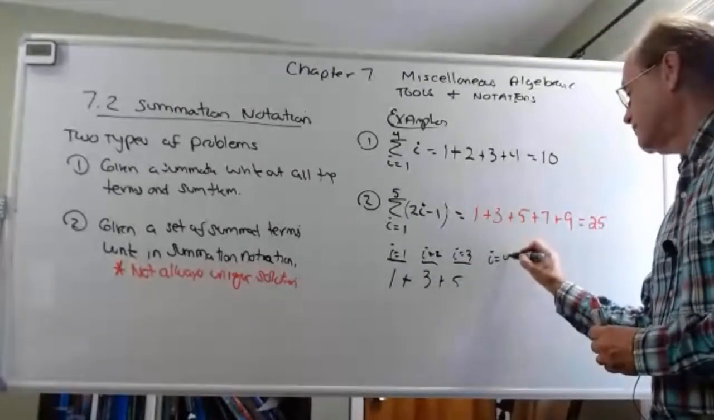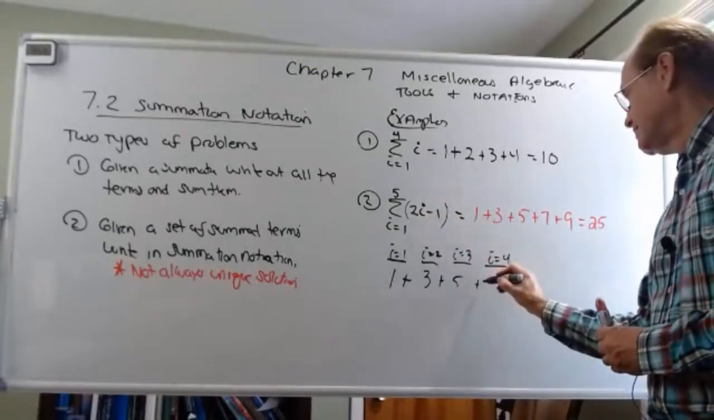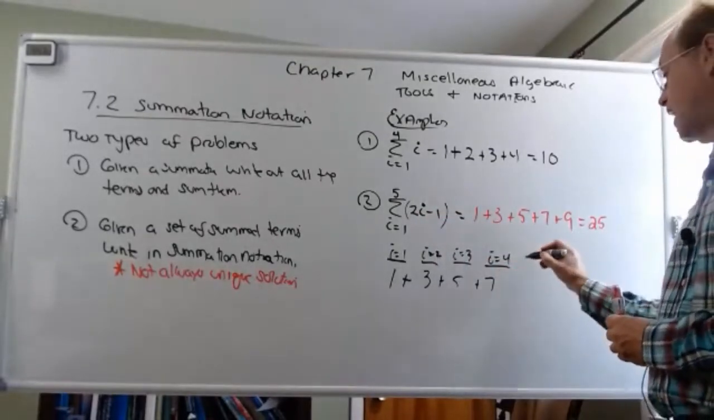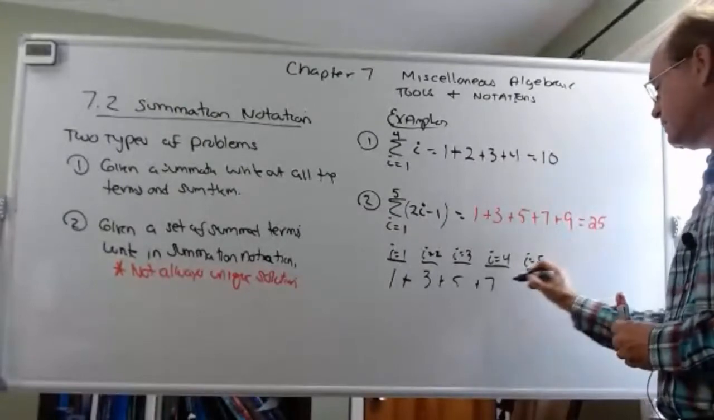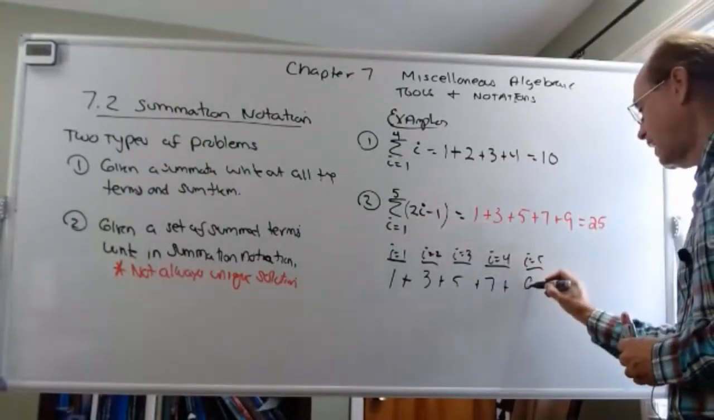Then I move to i equal to 4. 2 times 4 is 8. 8 minus 1 is 7. Then I move to i equal to 5. So it's plus 2 times 5, which is 10. 10 minus 1 is 9.